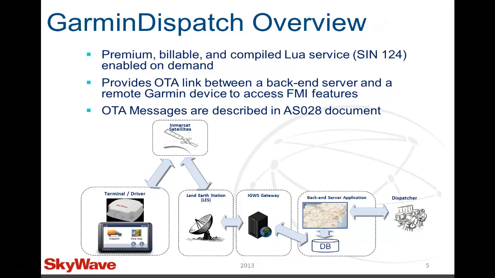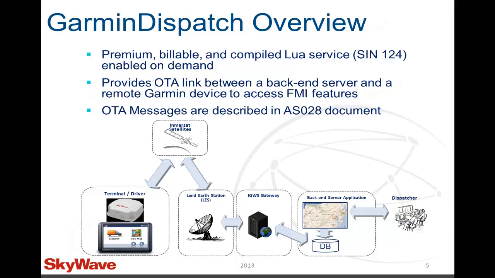The Garmin Dispatch Agent is a compiled Lua service that is compatible with all IDP terminals. It has a unique service identification number, or SIN, of 124. And it can be enabled or disabled on demand. This service is part of a premium set of billable Lua services offered by SkyWave to help reduce development and integration time for IDP applications.